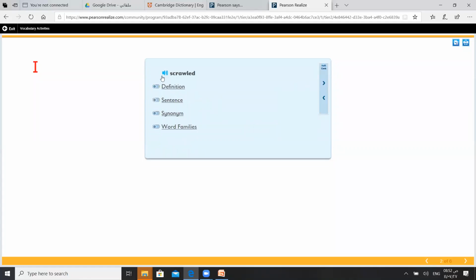Next one is scrawled. We can say it for the kids who are drawing in a wrong way. Scrawled means written or drawn poorly or carelessly. Again, scrawled. Repeat please. One more time. So scrawled means written or drawn poorly or carelessly.